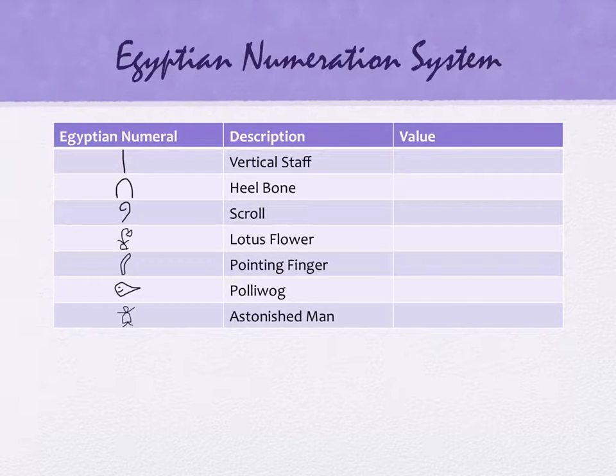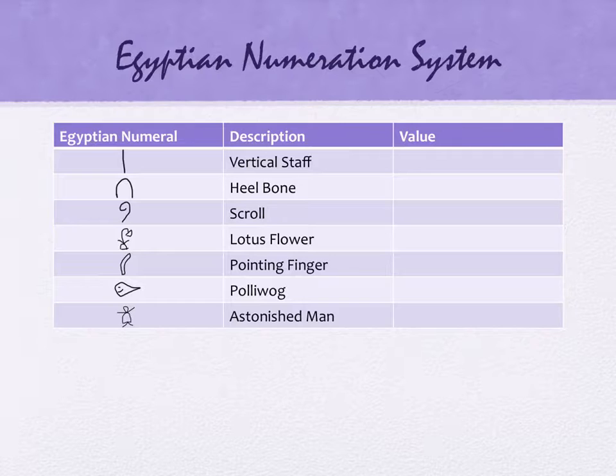Okay, so the numeral and the description go together. Hopefully that helps you a little bit to draw them. The vertical staff, I'm good with that one. I can draw that one just fine. Heel bone, not so bad. It looks like our intersection symbol or an upside down U, right? The scroll, not too bad.